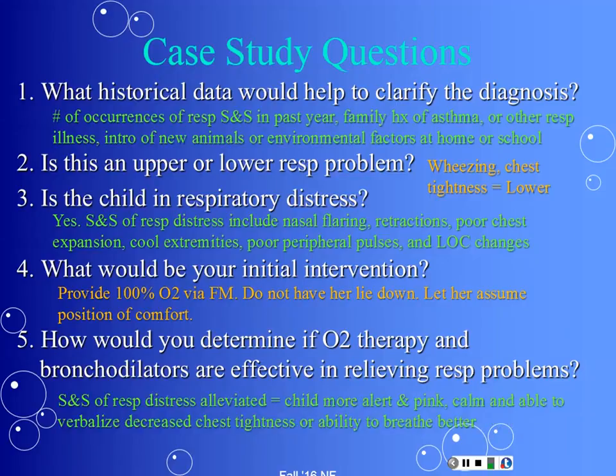Do they look more alert? Are they calmer? Because obviously if I come in and I can't breathe and then we've done this, I'm going to look like I feel better. You might be pinker. They're going to verbalize that they feel better.